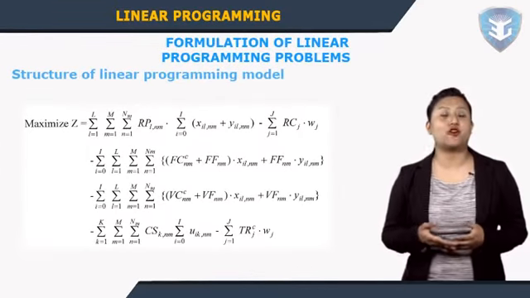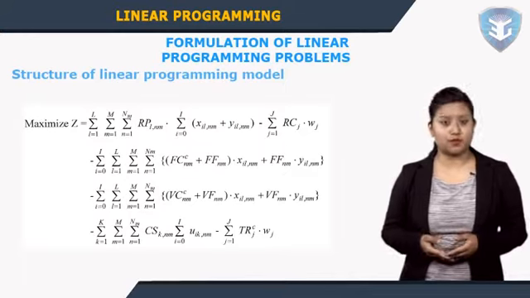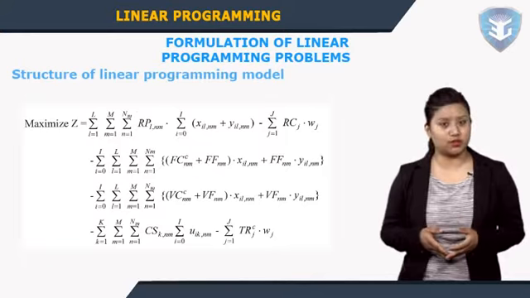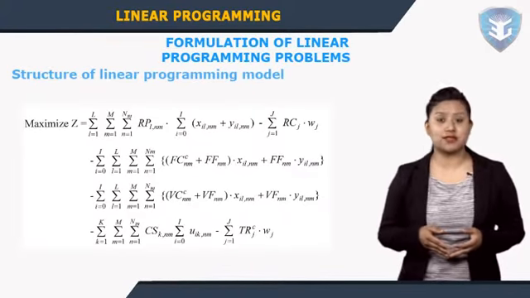We will now study the formulation of linear programming problems. Structure of the linear programming model. The general structure of the linear programming model essentially consists of three components: the activities or the variables and their relationships, the objective function and the constraints.